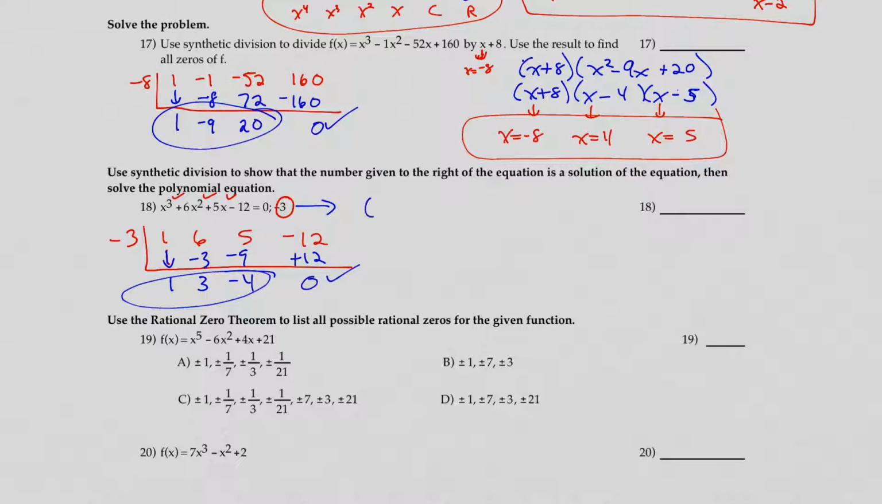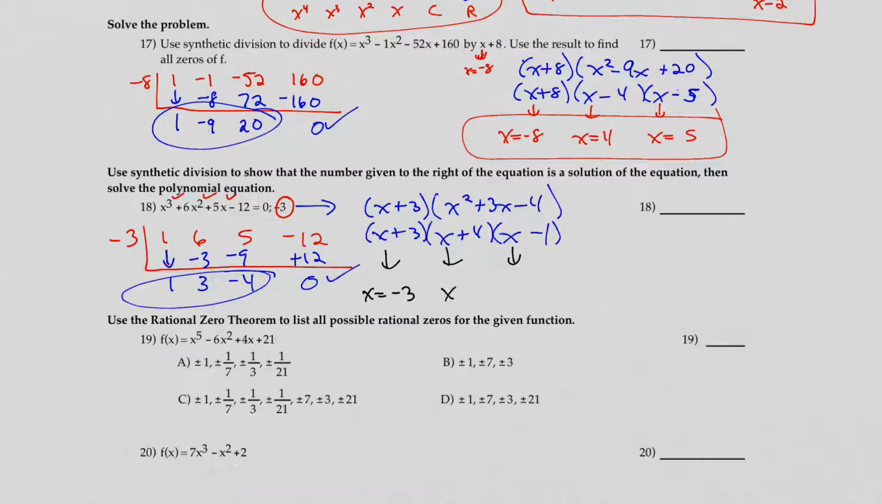So this is going to produce x plus 3. And then we have x squared plus 3x minus 4. And we factor these guys. Positive 4, minus 1, because 4 times negative 1 is negative 4, and 4 minus 1 is 3. So we're good to go there. Now we have our zeros right there, there, and there.